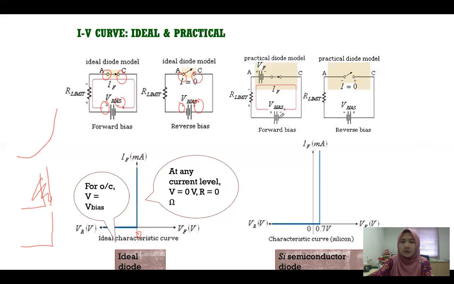For the practical diode, remember it depends on the material of the diode, whether it's silicon, germanium, or gallium arsenide. For this one, for example, it uses silicon material, so you have the knee voltage of 0.7. Instead of the forward bias starting at 0, this one starts at 0.7. It depends on the material of the diode. So this is the difference between an ideal diode and a practical diode.